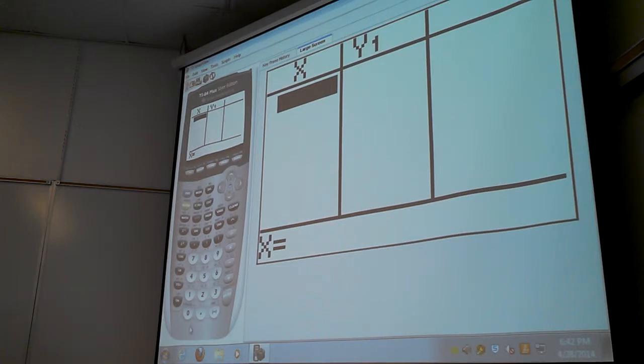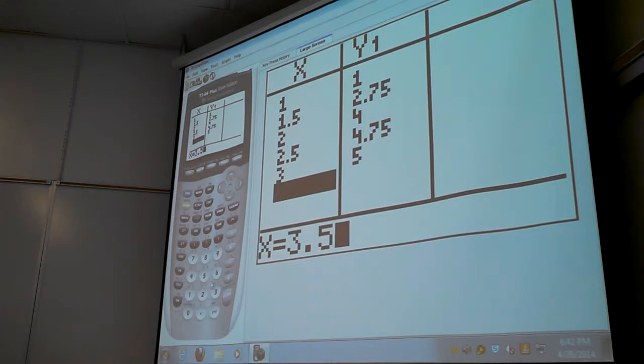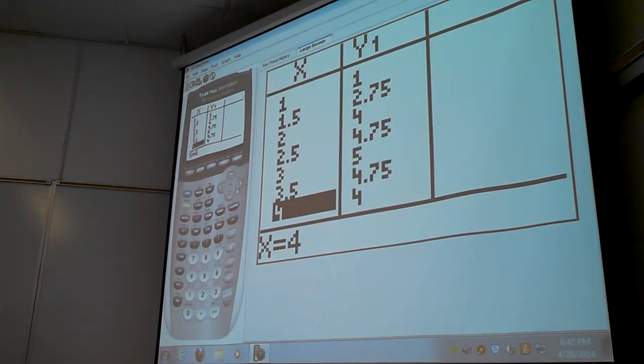So I need the value at 1, 1.5, 2, 2.5, 3, 3.5, and later I'll need 4. So now I've got all the values I'm going to need to use for my left endpoints and my right endpoints. All right, so those are all right there.